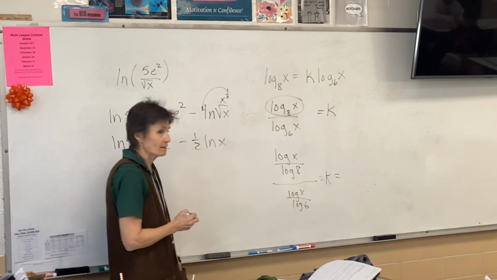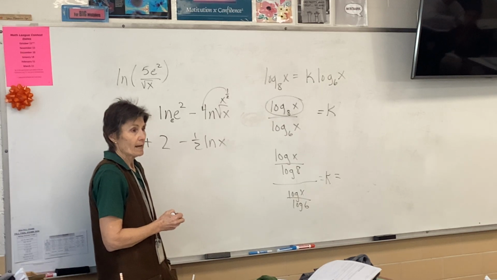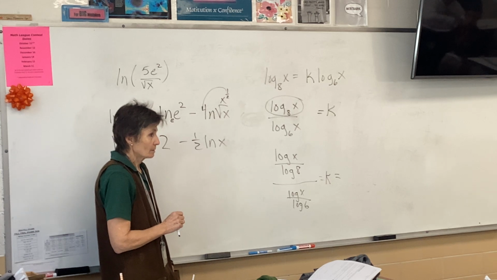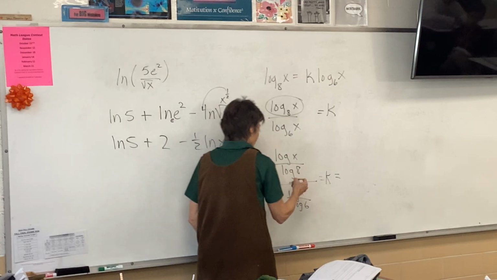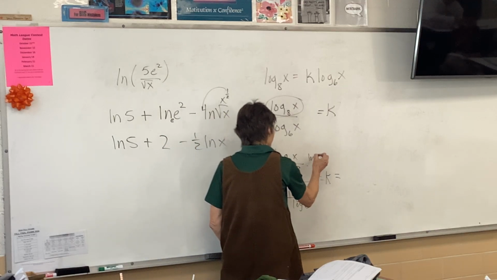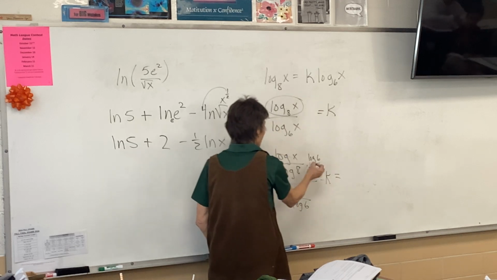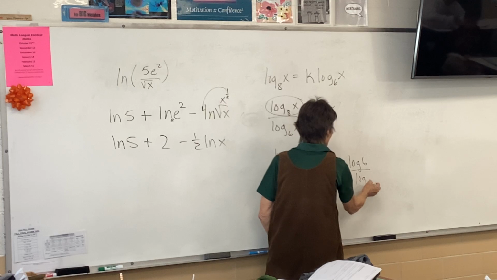So can that be simplified? Yeah. How do you divide fractions? You flip them and multiply. Keep, change, flip, right? So if I do that, keep, change, flip, I'm going to end up with the log of 6 over the log of 8.